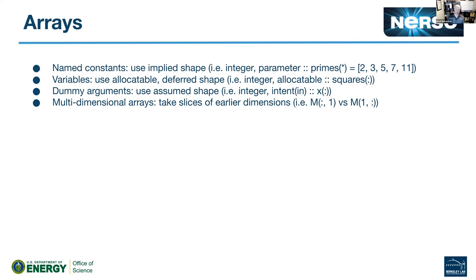Dummy arguments. Never, ever, ever use assumed size or explicit shape array arguments. Every time I've seen it done, there is a bug. So basically, when you say assumed size, that procedure doesn't know how big the array is. In fact, it doesn't even know what the rank of the array is. If I say this procedure takes an assumed size rank 1 array, a 1D array, the actual argument might look like an element of a matrix. And the compiler will be just happy with that.